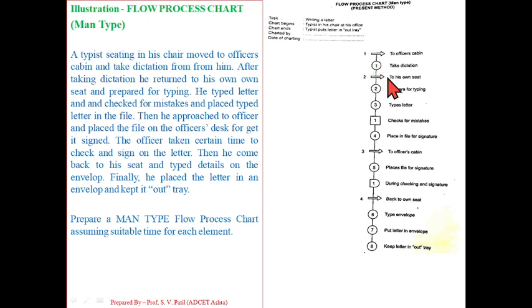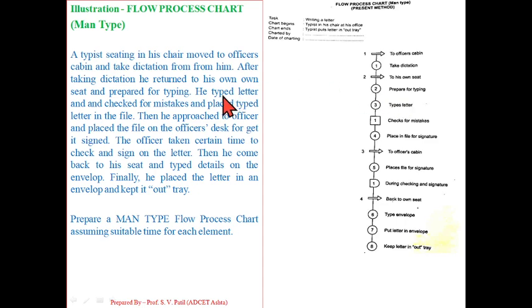So there is an entry of a transportation symbol, the hollow arrow. It is appearing the second time, so we numbered it as 2. Then he is supposed to prepare for the typing. The necessary prerequisite things he is supposed to perform, so that is nothing but an operation. This is the second operation, that's why it is numbered as 2. On the right hand side we are supposed to mention prepare for the typing.